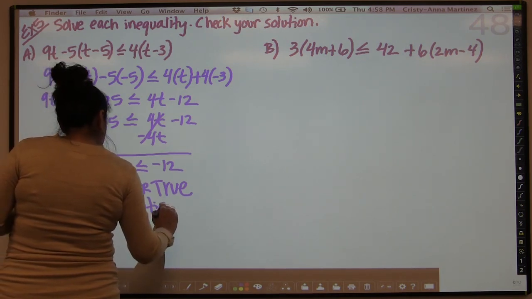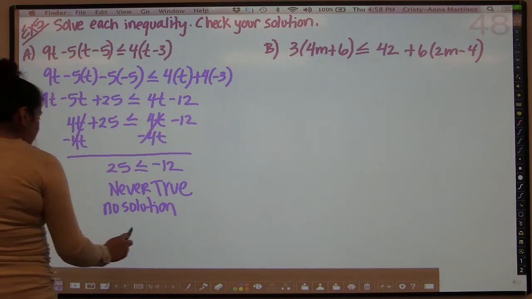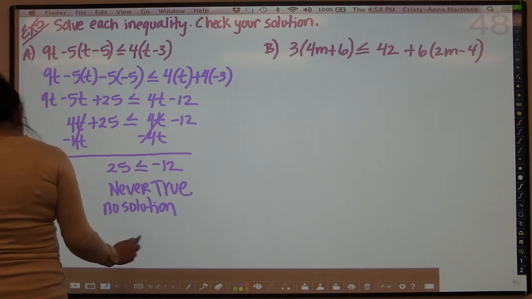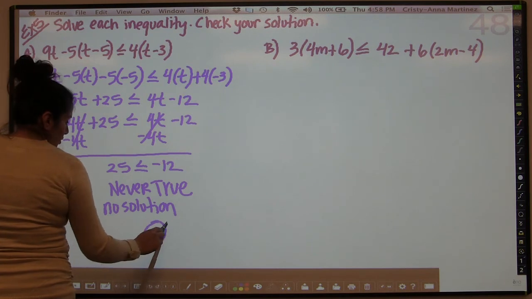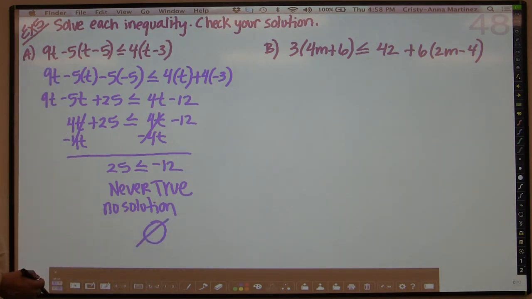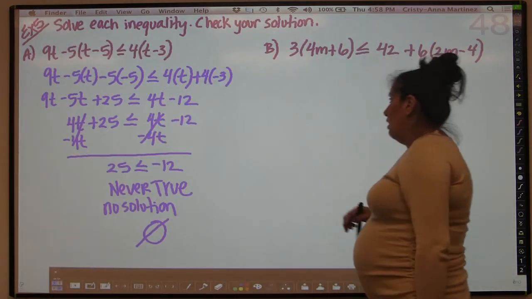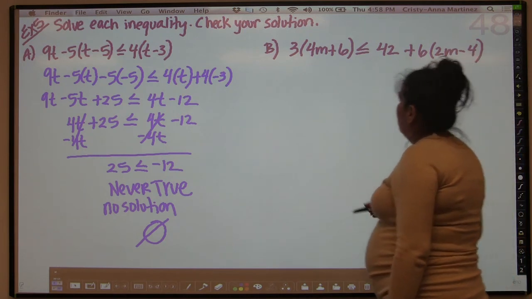And we actually have a symbol for that. We call it the empty set, and the empty set looks like this. It's like a circle, like a 0 with a slash going through it. Alrighty, so that's our answer for part A. And in part B, most likely we're going to get a situation that is always true. Let's see how that pans out.